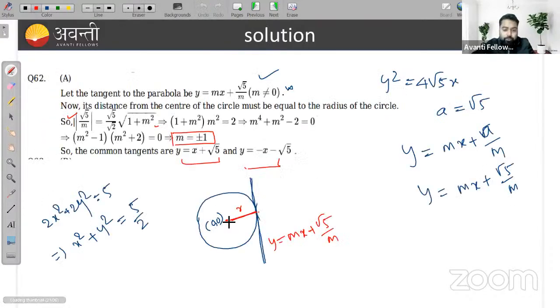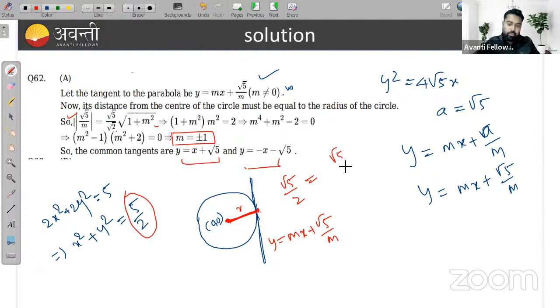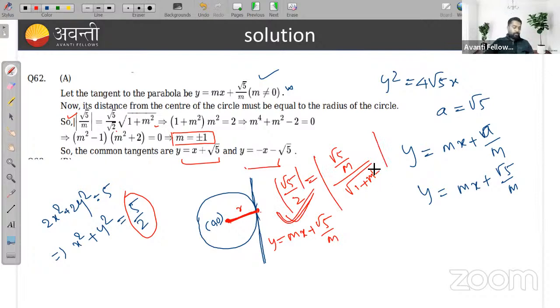So you need to just find the distance between the center and the line, and you already know the radius. Just equate these. The radius is √5/√2, and the distance is (√5/m)/√(1 + m²). By solving this equation, you will get the answer.